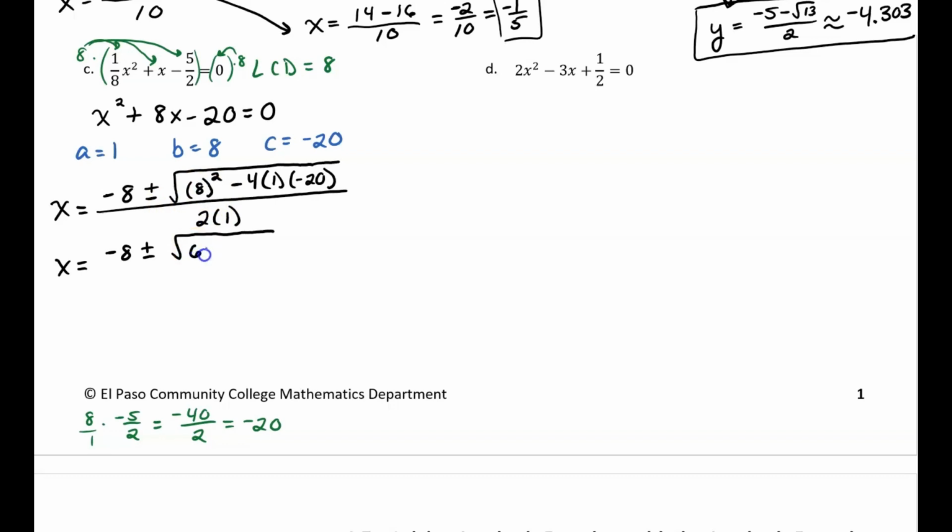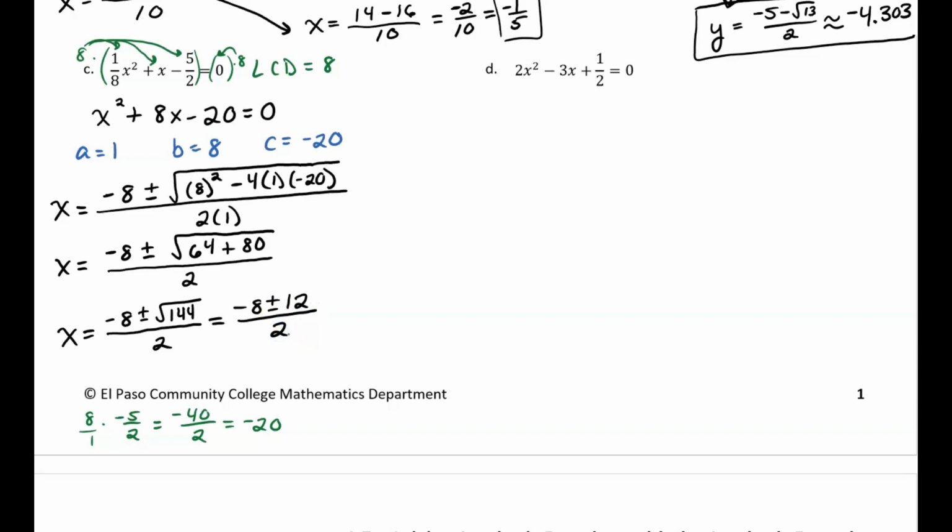8 squared is 64. This negative with that negative is a plus. So 4 times 1 is 4 times 20 is 80, all divided by 2. Okay, so then we'll have x is equal to negative 8 plus or minus the square root of 64 plus 80, which gives me 144, divided by 2. And the square root of 144, well, that's one I know. That's simply 12, divided by that 2 still.